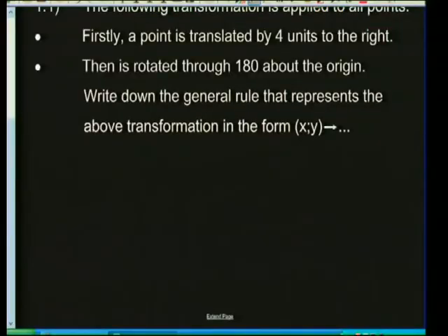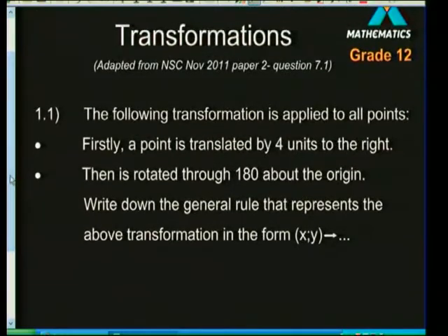Right, let's have a look at what our question that we are going to be working through today has to say, and obviously we'll show you how we're going to apply those rules of transformations. Let's have a look at what the first one has said to us. They have said that the following transformation is applied to all points. Firstly, a point is translated by 4 units to the right.